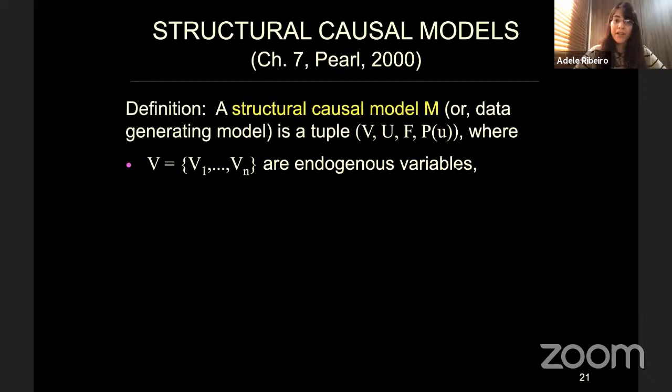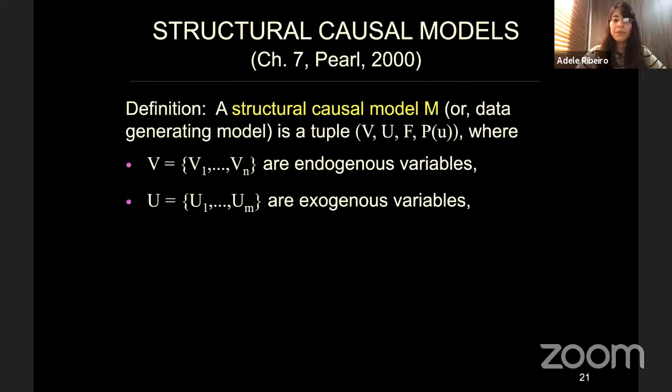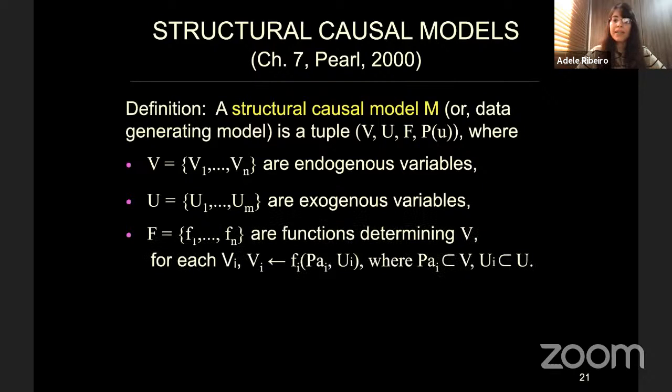We also have these unobserved variables that we call U. So we have the set U of variables that are exogenous, latent, or unobserved. We also have a collection of functions that determine the value of the variables in the set V. So all the observed variables are a function of other variables that are observed. These other variables that are arguments of the variable V_i are called parents of V_i, but they are also a function of other unobserved variables in U here.